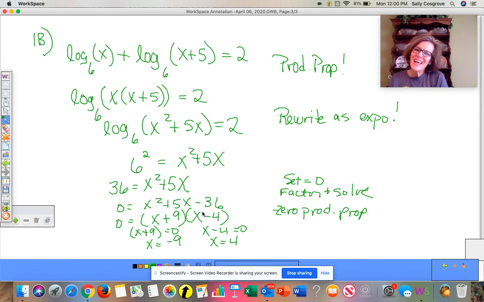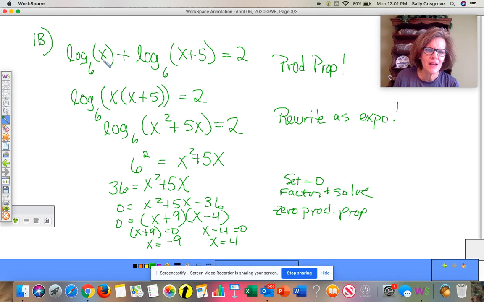Okay. Shoo, look at all that. Half a page. Before we go on to the next one, anytime you get a solution, you really should check it. And the one we need to be suspect of is, of course, the negative one. So we can do log of 4. Can I take the log of 4? Yeah. 4 plus 5 is 9. Log of 9. Can I take the log of 9? Yeah. All right. How about negative 9?